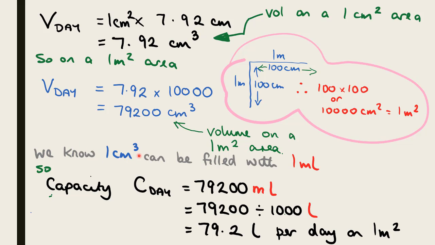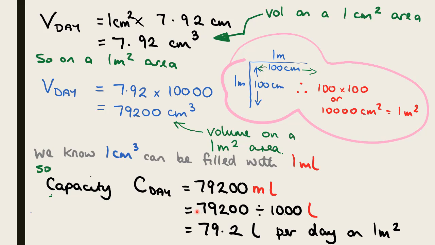We know 1 centimeter cube can be filled with 1 milliliter of water. This is why it's really good to work in centimeters cubed, because I can use the 1 milliliter conversion. So now I'm going to go from volume here to capacity, because capacity is measured in liters and milliliters. Capacity, so C of a day of rain, is 79,200 milliliters, because it's exactly the same number as in centimeters cubed, because I've stated the conversion here.